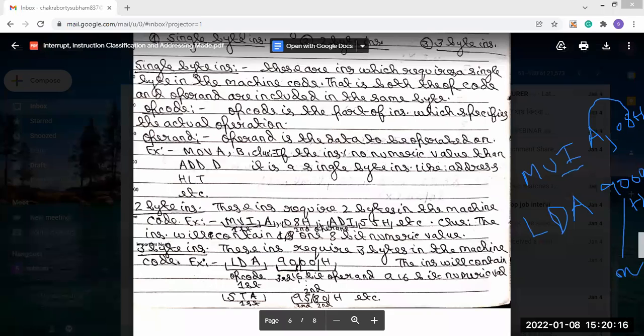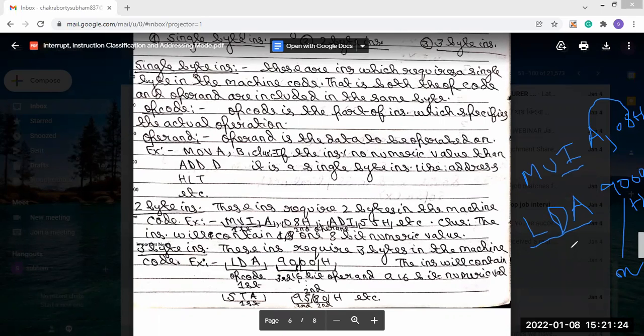In this 9000H, the data that is present will be loaded into the accumulator. That's why it is mentioned LDA. LD means load, load to the accumulator. The data present in this 9000H memory location will be moved to the accumulator. And the clue to remember is that these instructions will contain a 16-bit numerical value. So for a single byte instruction, there will be no numerical value present. If it is a 2-byte instruction, an 8-bit numerical value should be present. And for a 3-byte instruction, a 16-bit numerical value should be present.